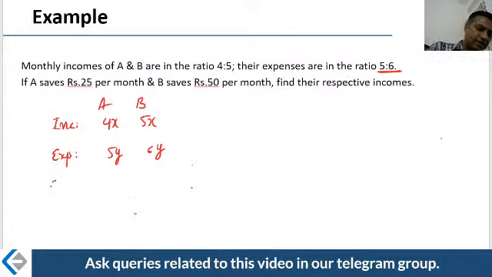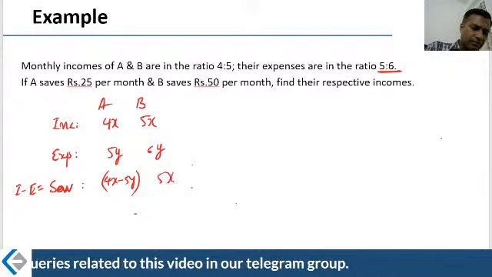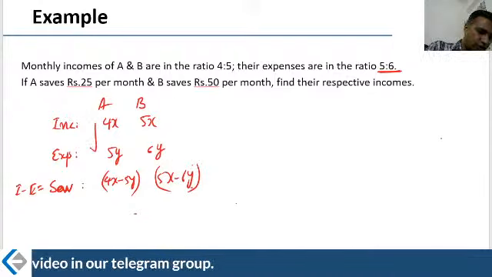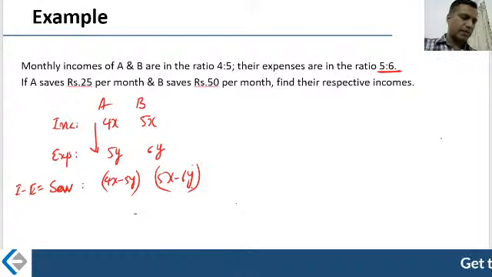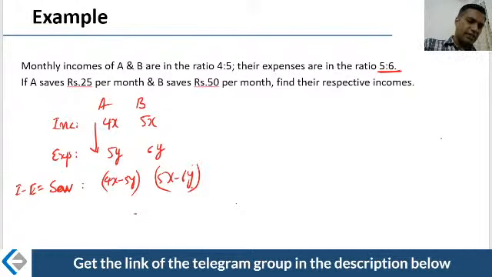So what about the savings? Savings is nothing but income minus expenditure. How do you write it here? 4x minus 5y. How do you write it for B here? 5x minus 6y in this row. That's how you speak. 4x minus 5y becomes the savings of the first person. So then you write 5x minus 6y, which becomes the savings of the second person.